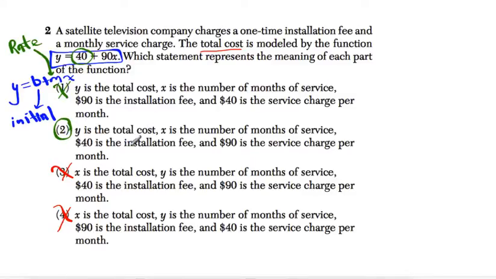Let's take a look. $40 is the installation fee, which is correct. We just pay that once. Again, any type of one-time, initial, starting fee, anything like that's usually your y-intercept. And $90 per month. The word per here is kind of what we're looking for. That signals a rate of change, a slope, and that corresponds to the 90x, which, as we know, is our slope.